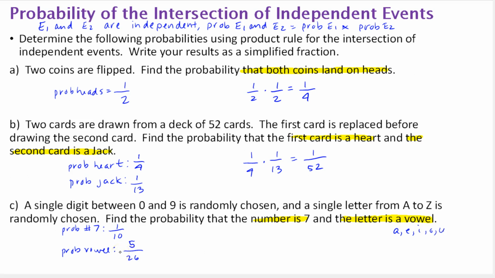So if we find this product, 1 out of 10 times 5 out of 26, we can simplify factors before we go, or you may do this on your calculator, whichever you prefer. 5 and 10 have a common factor of 5, so that cancels to 1, this cancels to 2. And now I can just multiply across, and I know it will be simplified. 1 times 1 is 1, and 2 times 26 is 52. Oh, that's the same as the last answer. That is a complete coincidence.